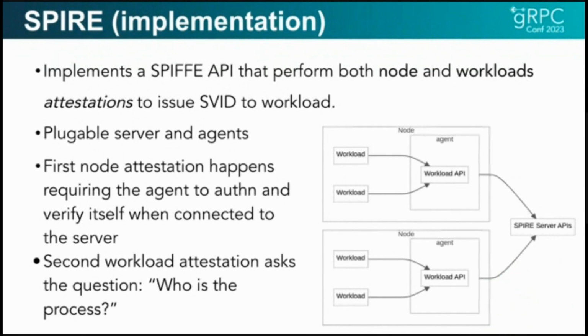These pieces are pluggable. The servers and agents are pluggable. The first thing that goes is the node attestation. It's required for the agent to authenticate and verify itself when connecting to the server. And the second is the workload itself, which needs to authenticate against the SPIRE server API.